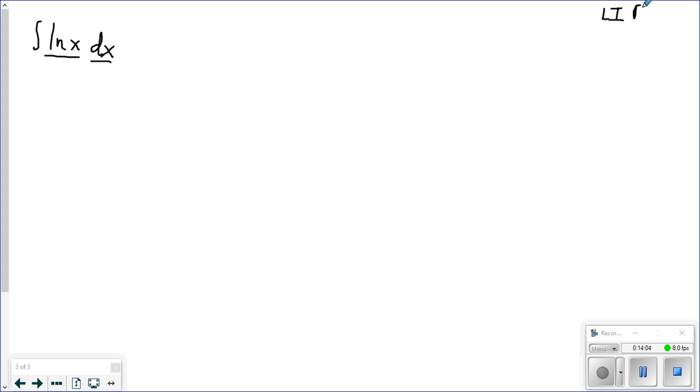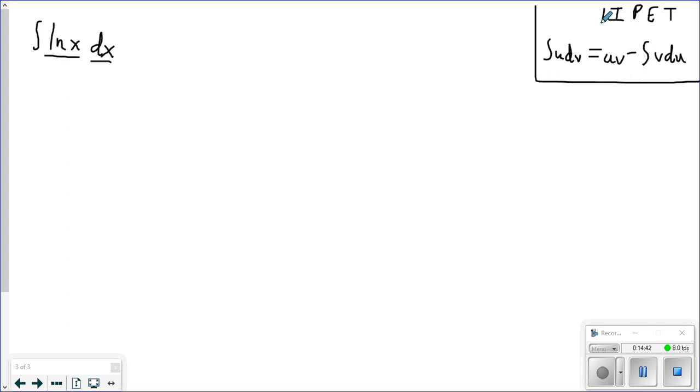Keep in mind LIPET and the integration by parts equation here. The integral of u dv equals uv minus the integral of v du. So I'm writing this down every single time. I think it's definitely worth your while to write it down a few times as well. Anyway, so we've got two functions. It doesn't look like it, but we do. We've got the natural log of x as one function, and like I said, times 1 dx, 1 being a polynomial. So we have a natural log, and we've got a polynomial.